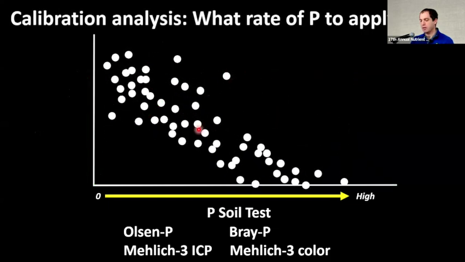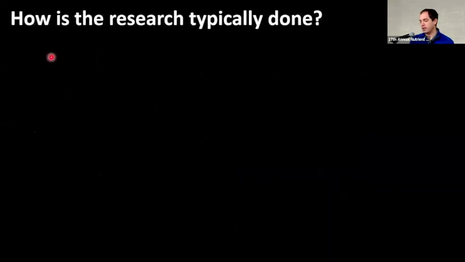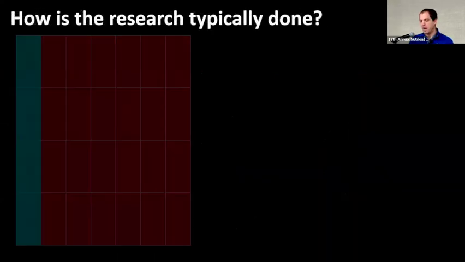The second is our calibration. We still need the soil test, but instead of having yield over here, we're looking at fertilizer rate. We want to know the relationship between soil test and the fertilizer rate we need to apply in order to get that optimal yield. So those are the two basic pieces, and that's a lot of how we've been working on this in South Dakota, as have a lot of other people.